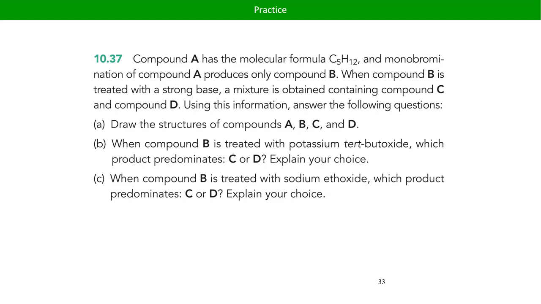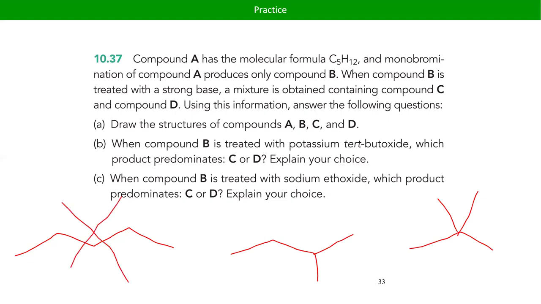So if we brominate this compound, we have two distinct secondary carbons, right? That should be relatively close to the same stability. So the fact that we only make one compound when we brominate it, can we eliminate any of these based on that? Eliminate the first. Can we eliminate the third one? There's a quaternary carbon and the all primary, so it'll be slower, but it'll still brominate. All of those methyls are identical to each other, right? So we're down to just those two as our possibilities.